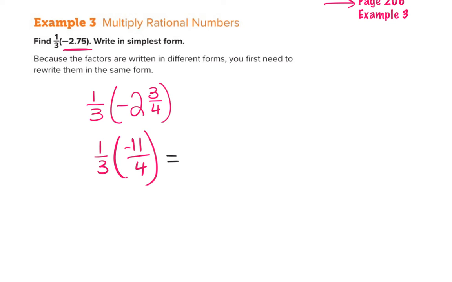So 1 times 11 is 11, 3 times 4 is 12, and a positive times a negative means I'm going to have a negative answer. And my final answer here is negative 11/12.